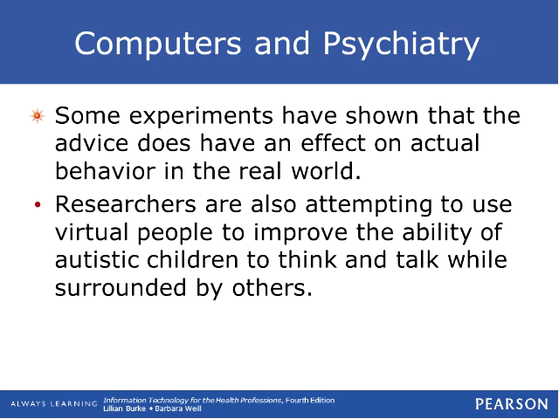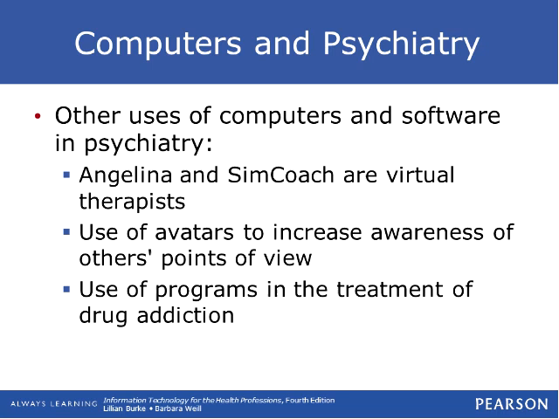Researchers have also attempted to use virtual people to improve the ability of autistic children to think and talk while surrounded by others. Those have been less successful because they do not activate interaction. Autistic children need a specific type of interaction. They have different stimulations, and so the internet may not provide that.